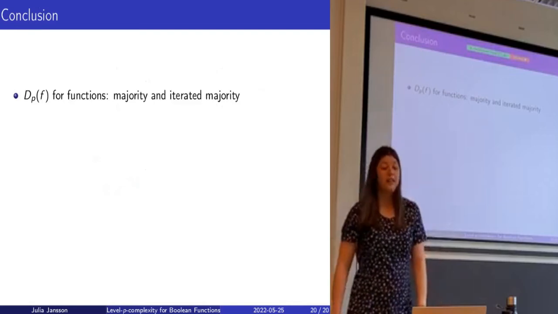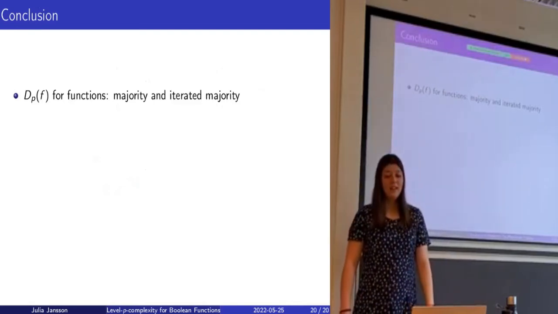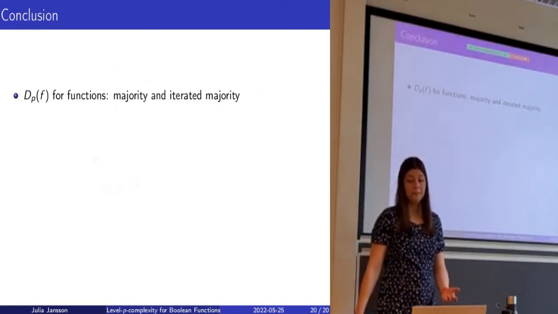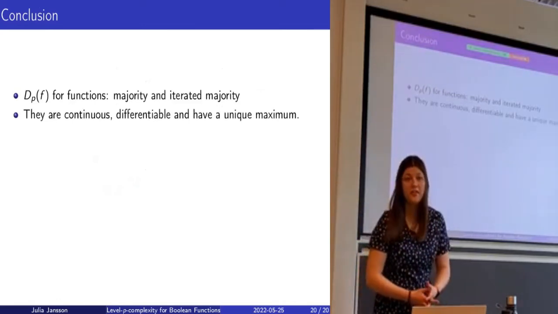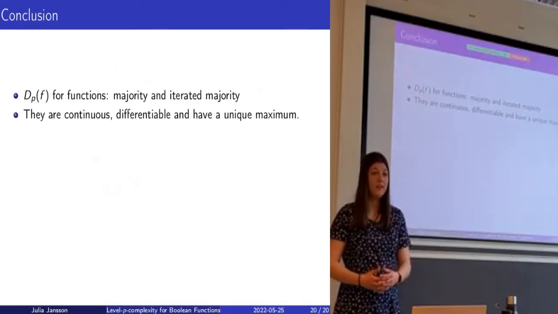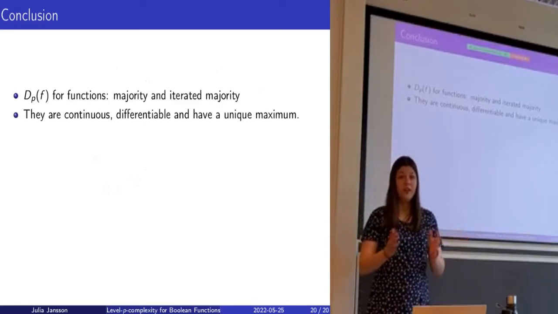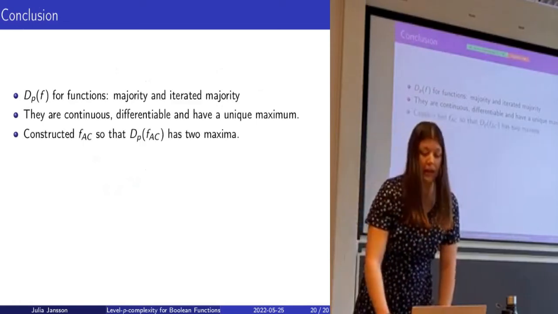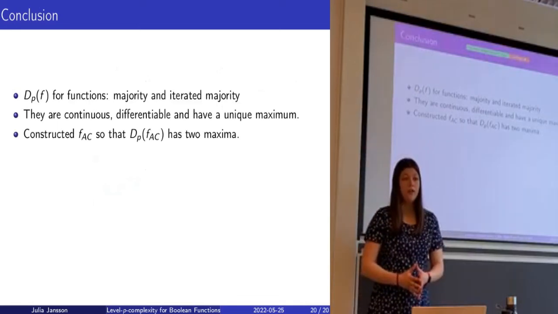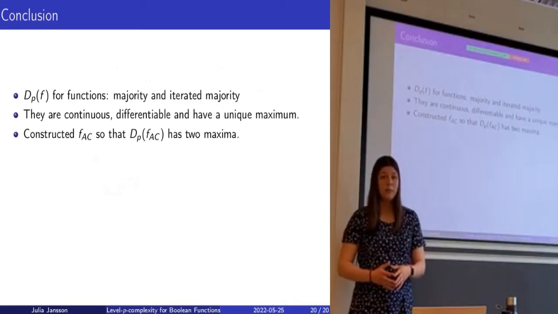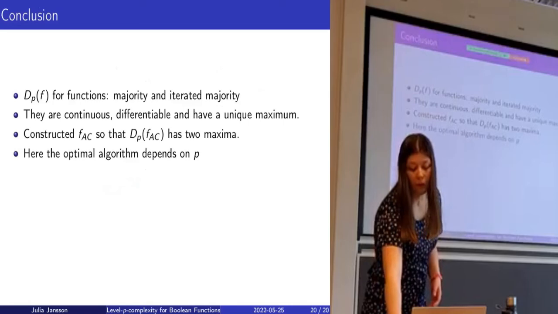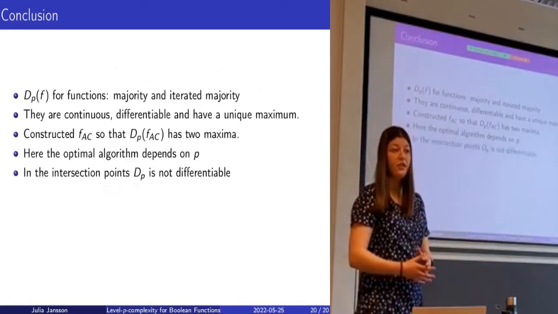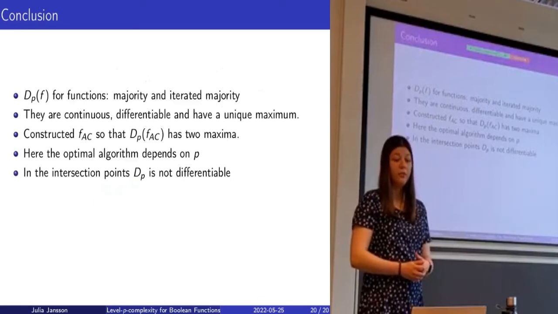So to summarize, we have now calculated the level P complexity for functions majority and iterated majority. And they are continuous, differentiable, and they have a unique maximum. Actually, they are both symmetric and also have the maximum at p equals a half. And then we constructed a new function so that the level P complexity has two maxima. So in this case, the optimal algorithm depends on P, and in the intersection points, the level P complexity is not differentiable.